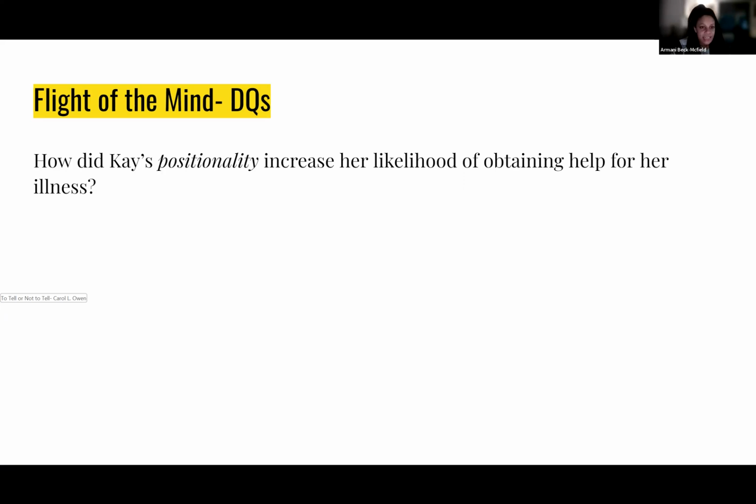There are a lot of ways to answer this. I'm not looking for one specific answer. I just want you to show me that you understand what I'm asking. So in Flights of the Mind, how did Kay's positionality increase her likelihood of obtaining help for her illness?